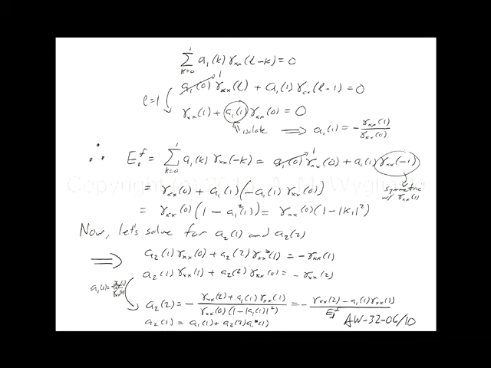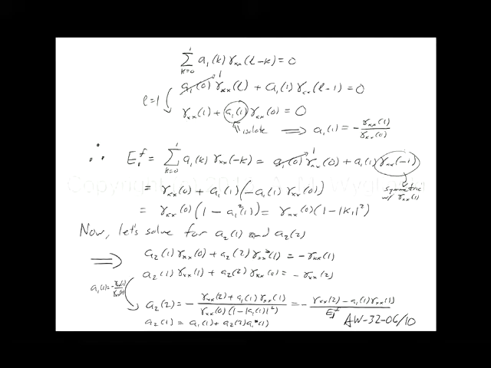Then we plug in, because we know what gamma xx(1) and gamma xx(0) are, and how they're related to A11. We isolate for either one of those gammas and plug it back into the A21 and A22 expression. So we do a little bit of mathematical manipulation.